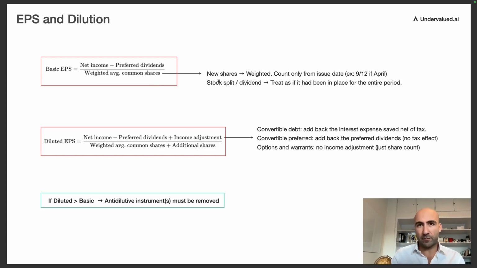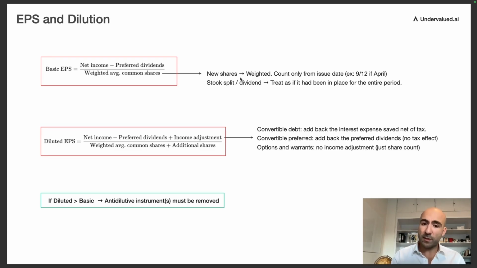So you have two main scenarios. For example, new shares are issued, say on the 1st of April. So how do we count those shares? Well, we don't count them for the full year. We count them only from the issue date. So their weight, let's say it was 100 shares, would be 100 times 9 out of 12.